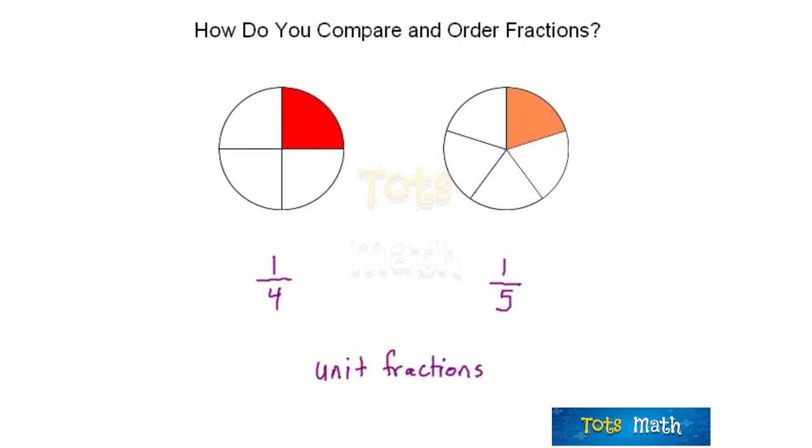Whenever you're comparing unit fractions, such as 1/4 and 1/5, the bigger the denominator, the smaller the fraction. So the more pieces you divide your circle into, the smaller each piece will be. So this time 1/4 is the bigger fraction. 1/4 is greater than 1/5.